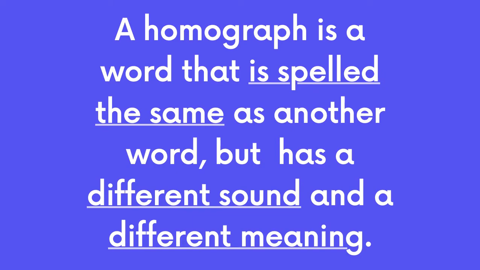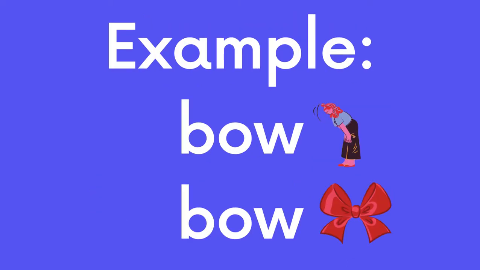Okay, a homograph is a word that is spelled the same as another word, but it has a different sound and it has a different meaning. So the spelling is the same, but the word is pronounced differently depending on what the word means. So they do not have the same sound, nor do they have the same meaning, but they are spelled the same. So an example of this is BOW.